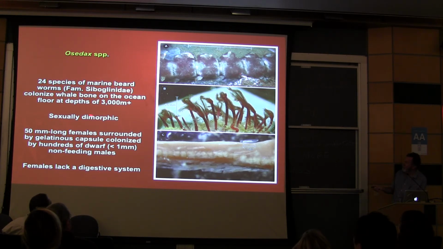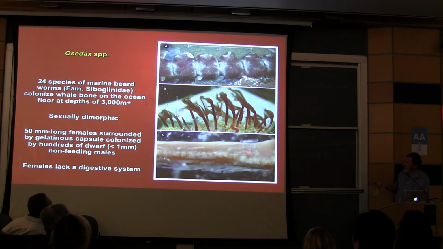They're sexually dimorphic. The females are large, these worms, 50 millimeters long. Here's a female, surrounded by a gelatinous capsule which is colonized by hundreds of dwarf males, which are non-feeding. So you have this large female colonized by large numbers of males. If the embryo falls to the ocean bottom on a piece of whale bone, it becomes female. If it doesn't, it becomes male. It's one of those really weird environmental sex determination things.